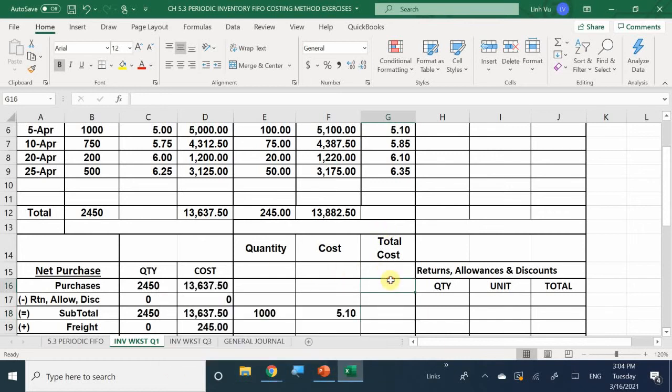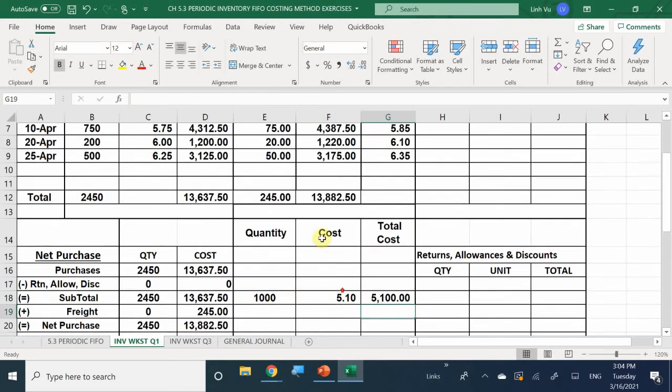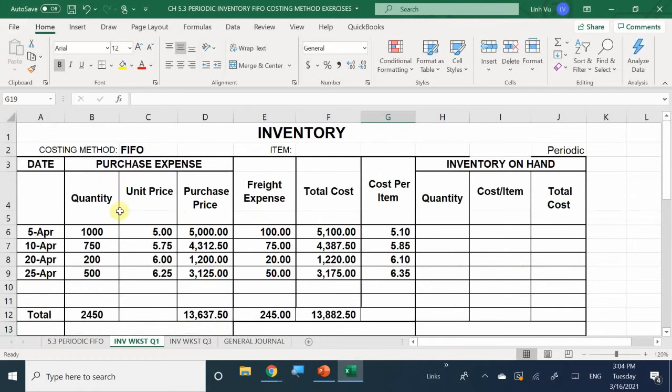So here I can either calculate my total cost by applying my formula, 1,000 times $5.10 would give me a grand total of 5,100. But what I notice here is that I'm getting rid of the entire batch. I don't need to calculate that. I can just simply see here that if I'm going to get rid of the entire batch, how much does the entire batch cost me?